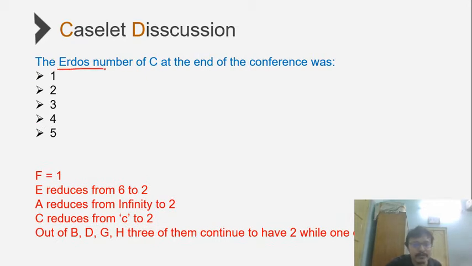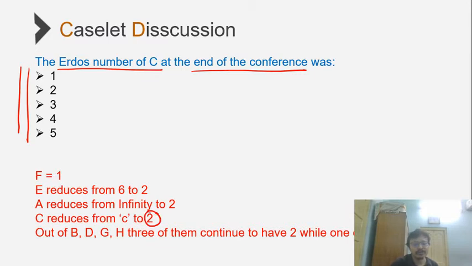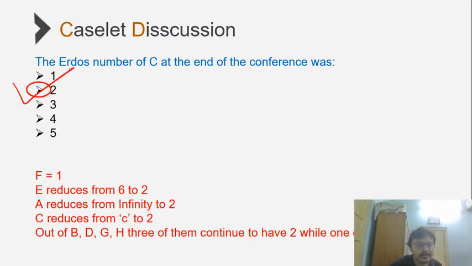The Earth number of C at the end of the conference was which of these? So C's Earth number would have reduced to 2 because C quartered with F. So if F is 1, C will be 1 more, that is 2. Hence the answer is option B, that is 2.